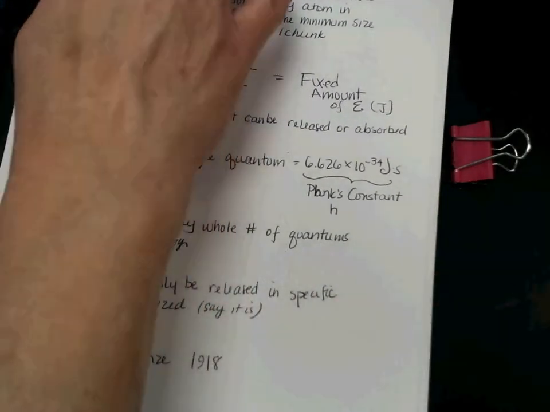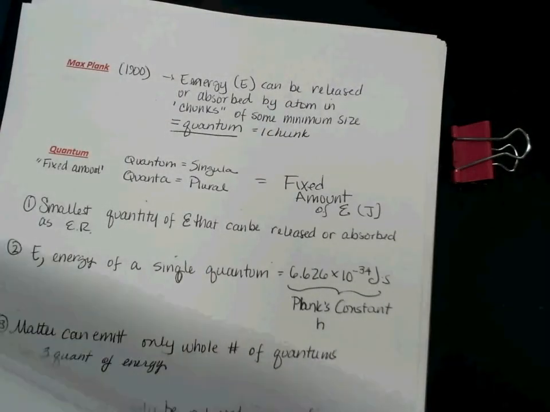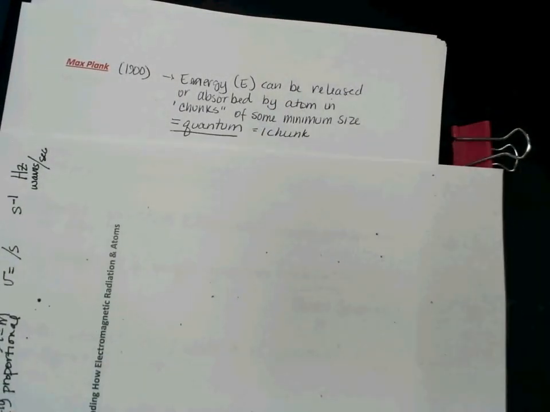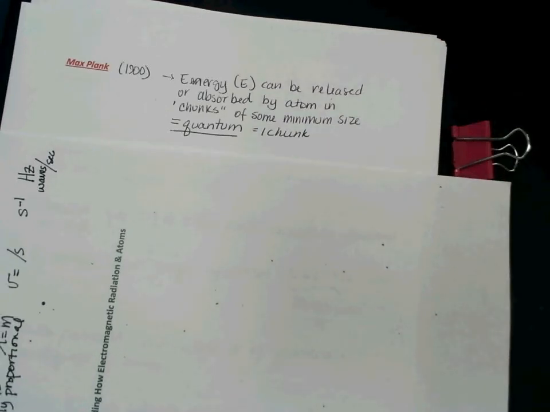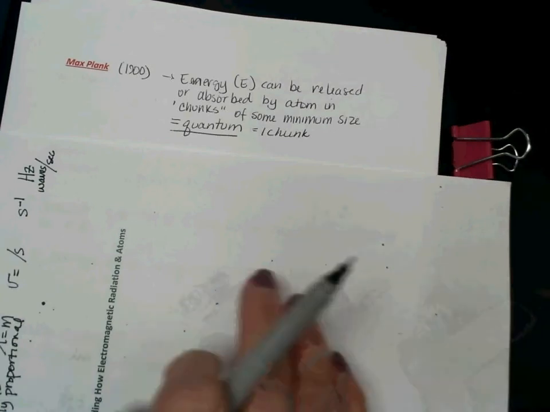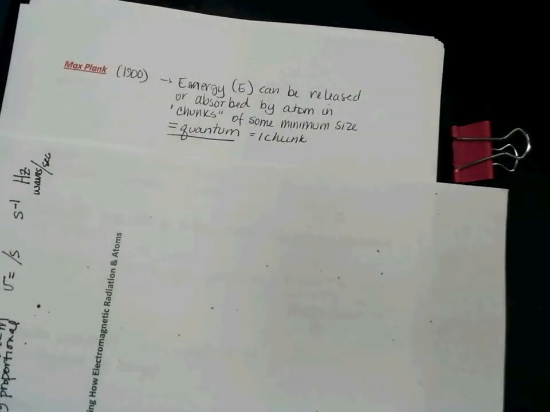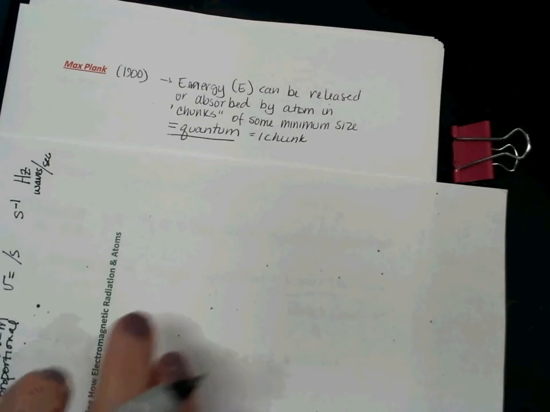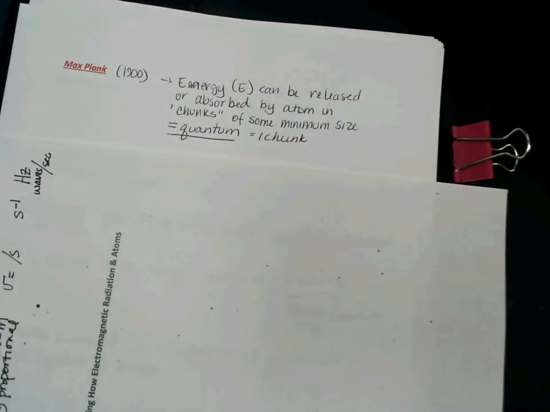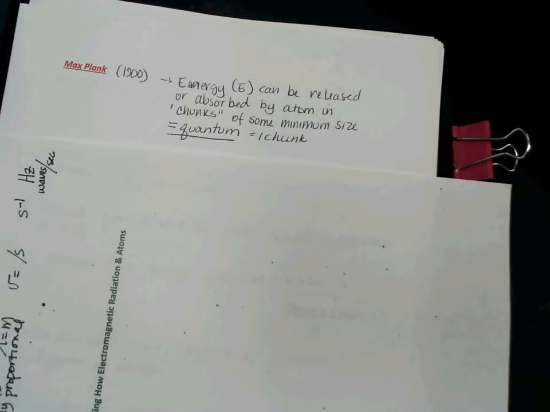Also here, before we go any further and into photoelectric effect and those kind of things, I want to talk a little bit about Max Planck. Max Planck started working on this in the early 1900s, and he was able to start to find a relationship that had to do with energy and light. And he labeled energy as E, and what he said was it could be absorbed by an atom in definite chunks of some minimum size, depending upon the atom, of course.